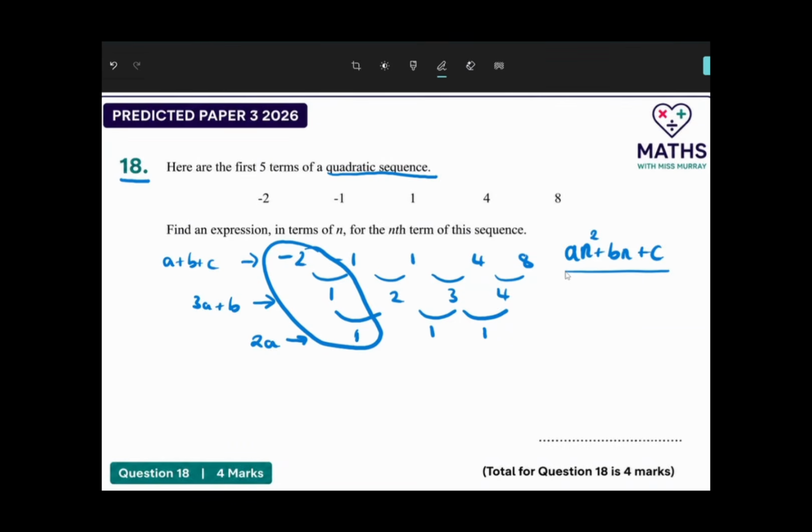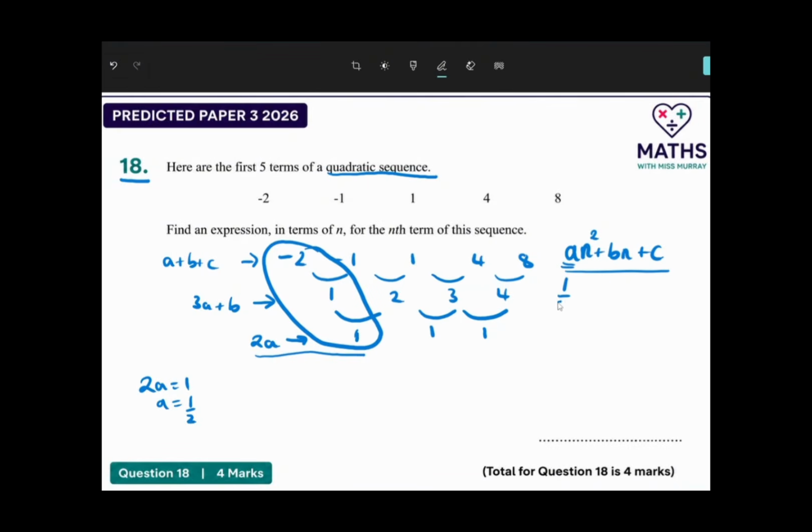So let's use this. You always start with the bottom row here. So I've got 2a is equal to 1. Therefore a, if I divide by 2, is a half. So I've worked out what a is here, and that's going to go into my sequence.